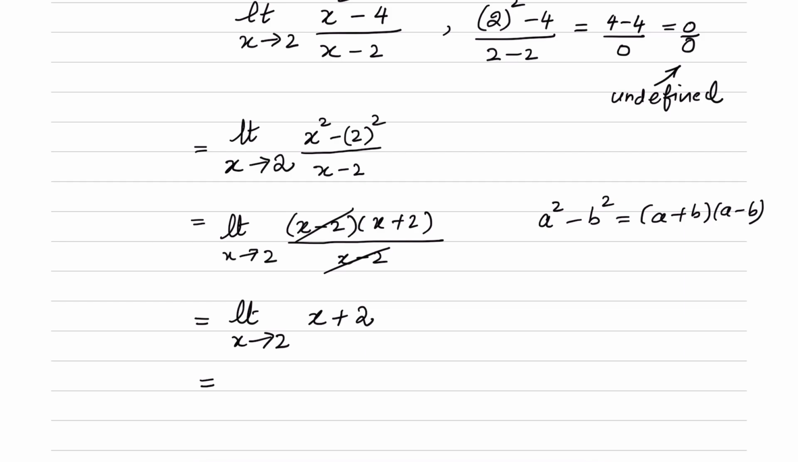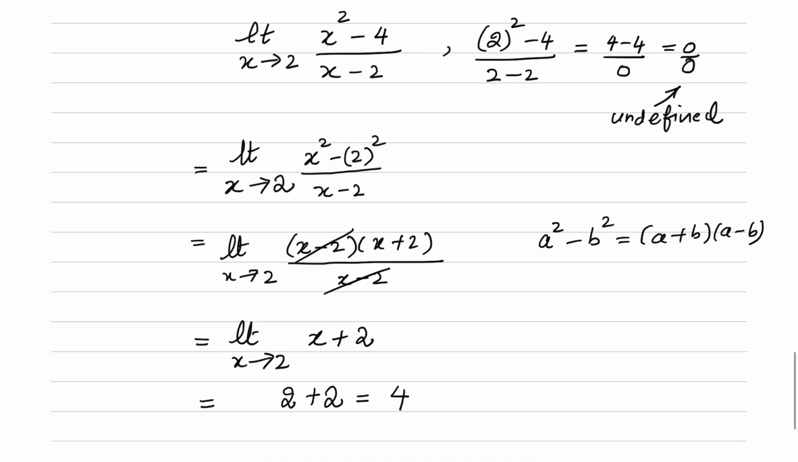When we apply the limit, again x is approaching 2, so in the place of x we will put 2. 2 plus 2 is 4. So this is how we solve this type of limit question.